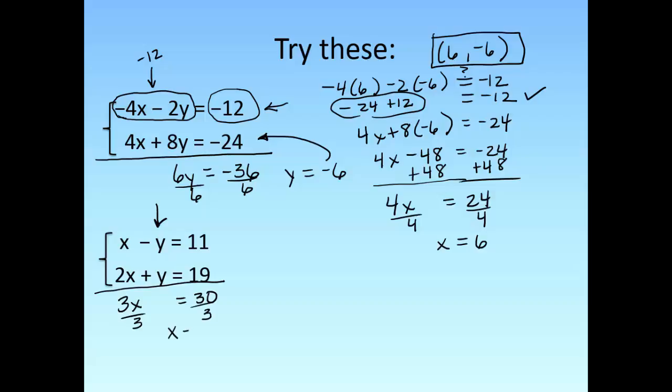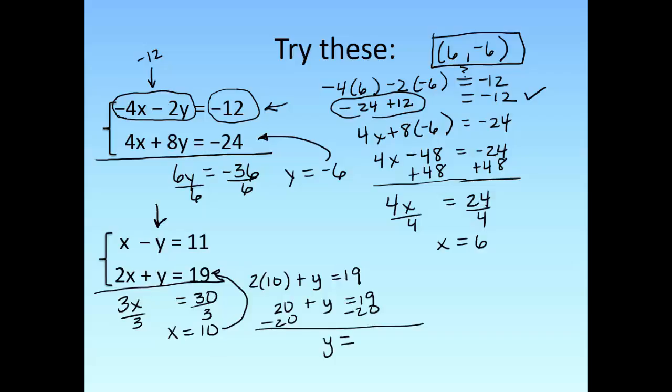So x is 10. Plug that back into either equation. How about that one? So 2 times 10 plus y equals 19. Let's subtract 20. So y equals negative 1. And now we've got our answer. Looks like it's 10, negative 1, but we need to verify it, so let's plug it into the other equation.